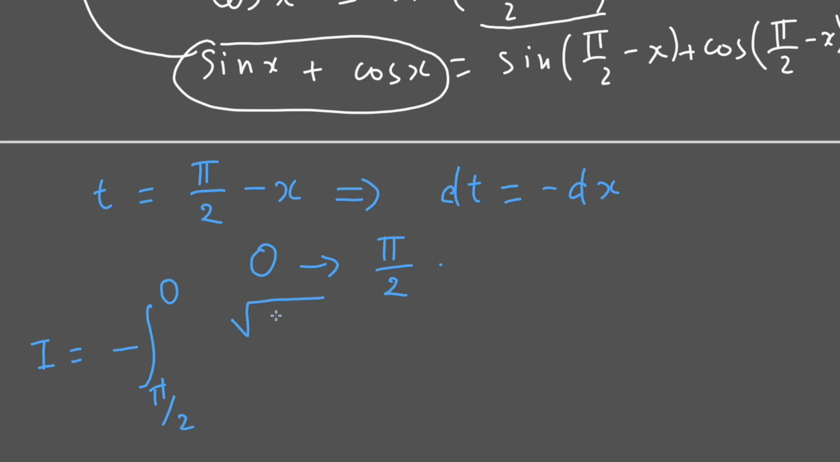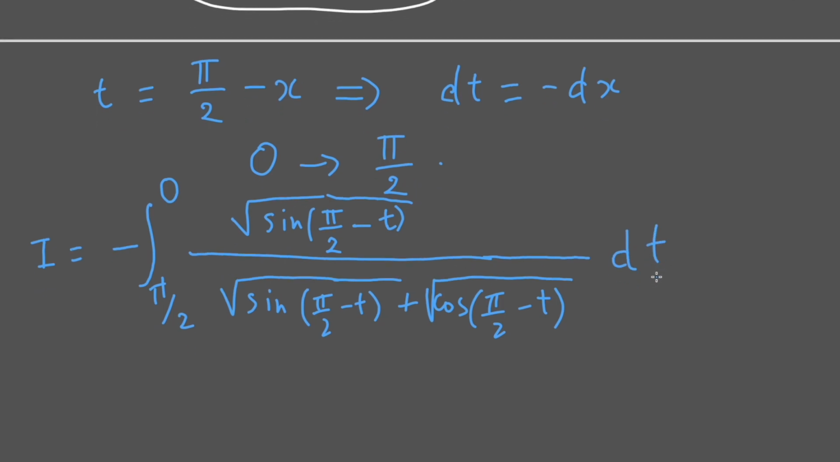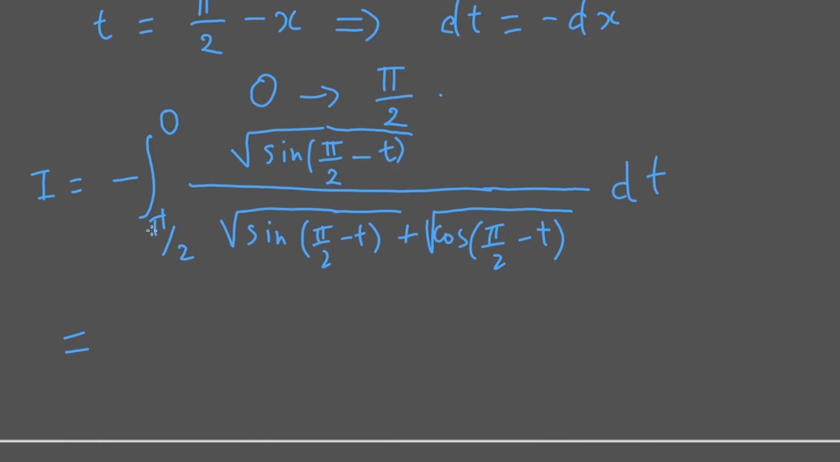And square root of sine of pi over 2 minus t, and on the denominator, that's sine of pi over 2 minus t plus cosine of pi over 2 minus t, dt. Then we see this is the negative sign, and this is the domain of t.